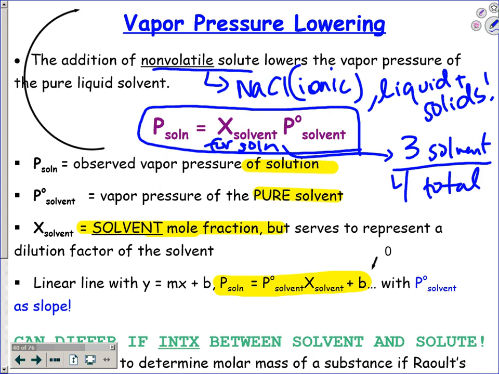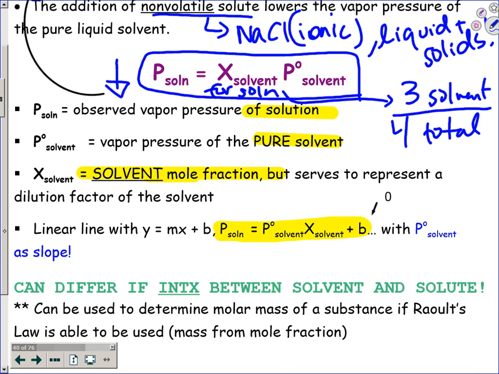This one will always be what? Higher or lower? Lower, because you're multiplying the pure by a fraction or by a decimal. So it's always going to be true. So there's your definition of terms. You need that right there for yourself. Yes? Thank you. Okay.